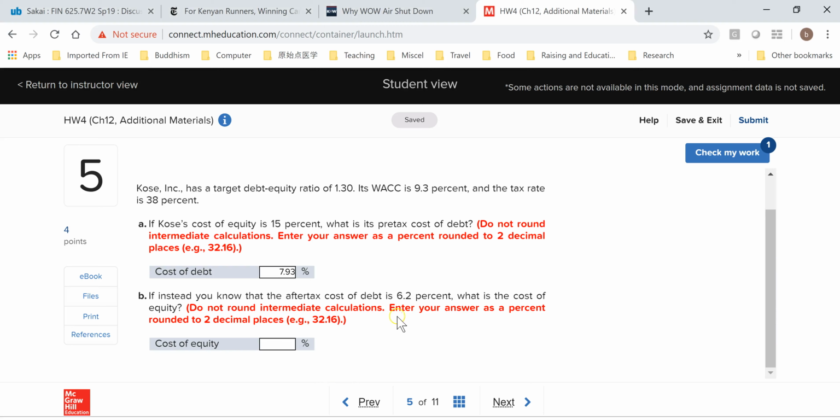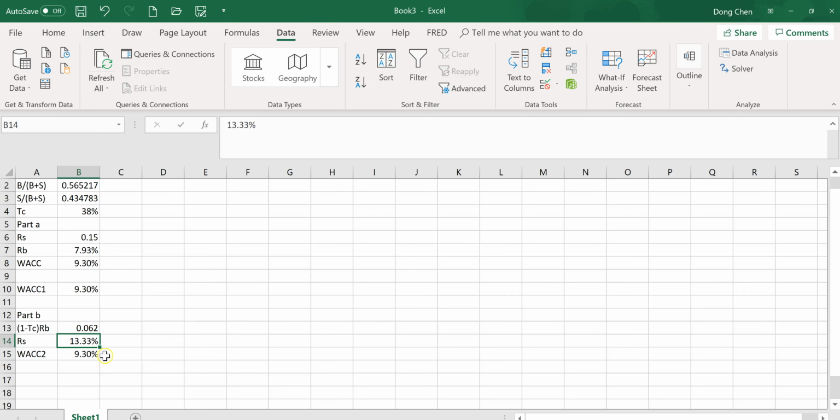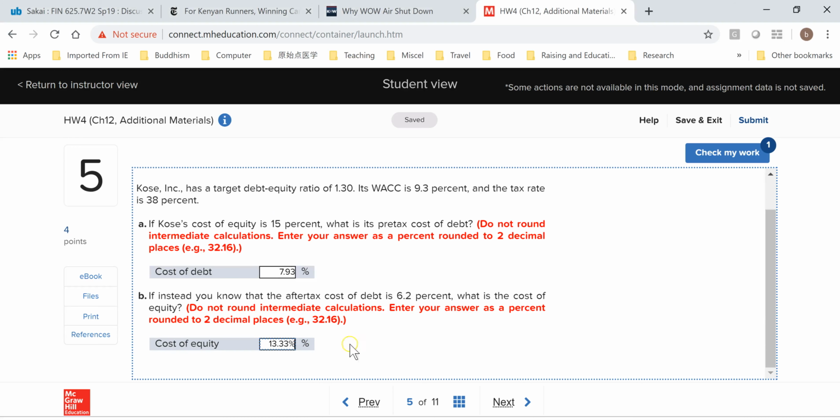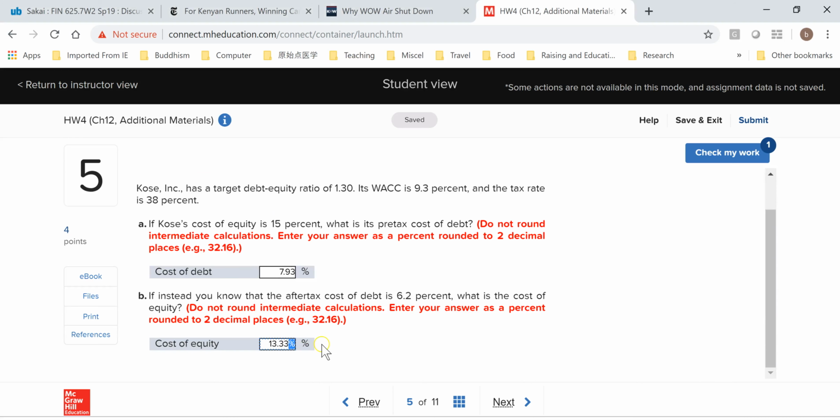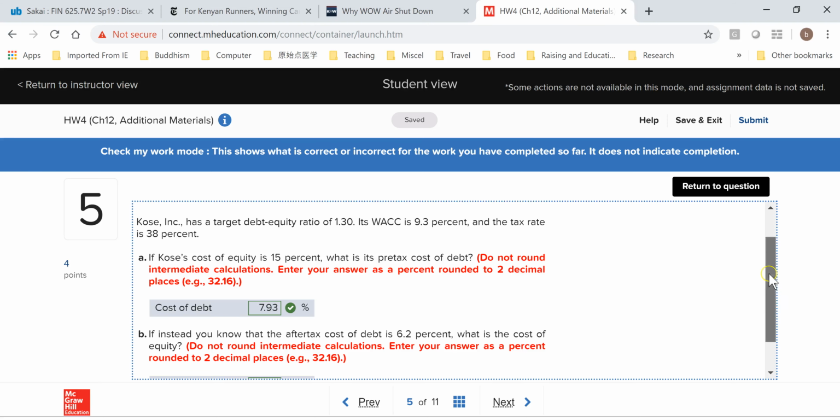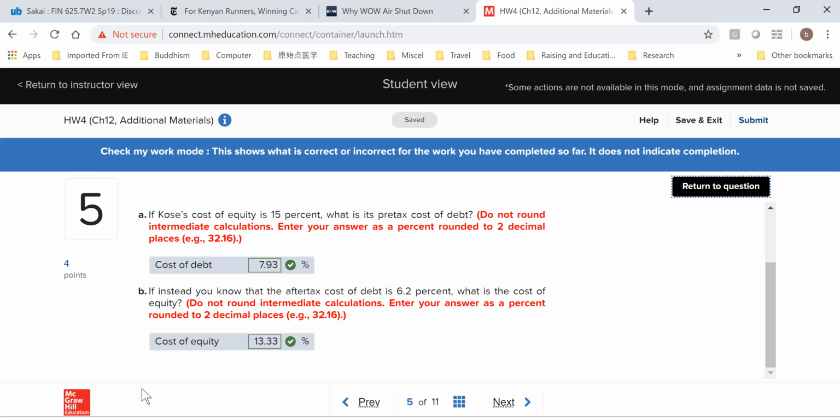And I believe the rounding requirement here is the same as part A. Enter your answer as a percent rounded to 2 decimal places. Yes. And now let me copy this number back to Connect and get rid of the percentage sign. And let's check our work. Yeah, good job. So I hope that this is another example, which I have demonstrated many times, of how to use Excel to solve an equation with one unknown. I hope this can further help you to understand how to apply that function.